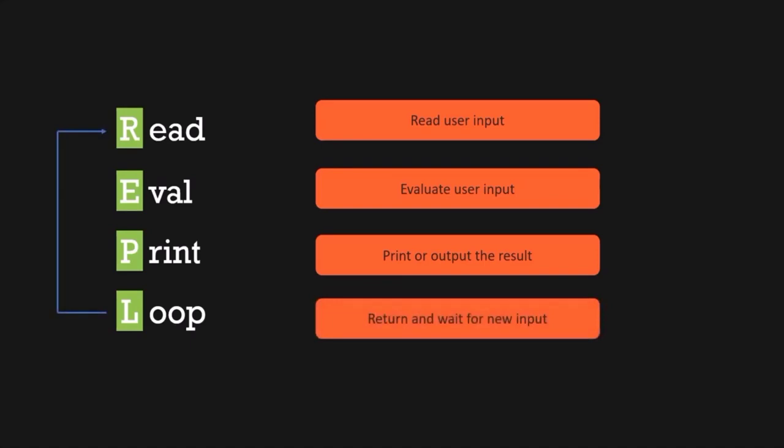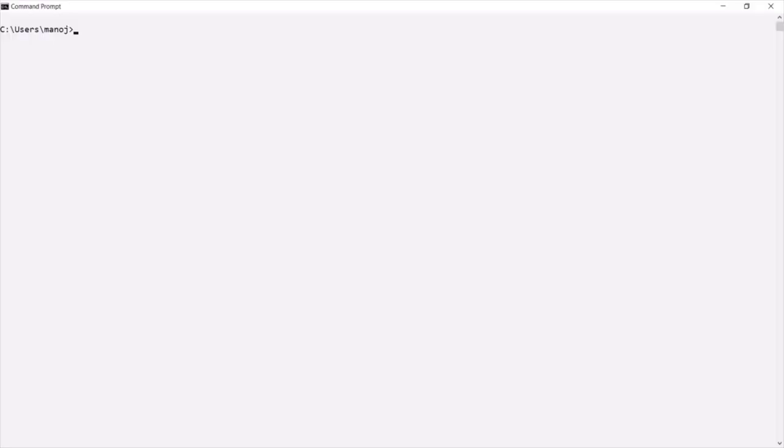Let's understand this with an example. Let's go to command prompt, or terminal if you're using Mac OS. And to start REPL, just type node in the command prompt or terminal and press enter. Now you can execute any JavaScript expression in this command prompt. For example, let's say I want to add two numbers.